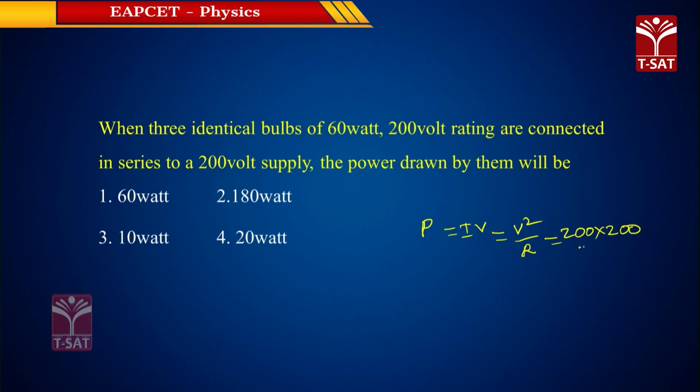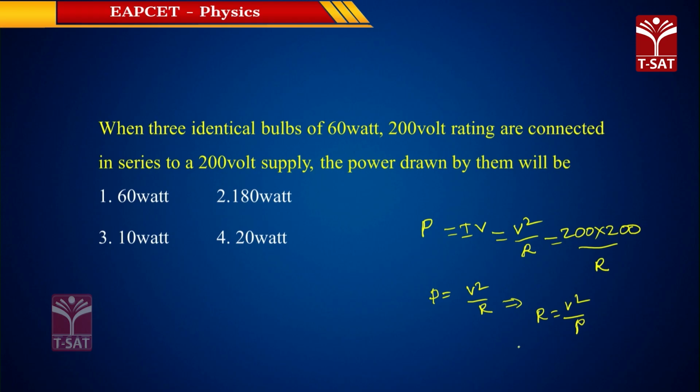Into 200 by R. Okay, and bulb power, what is the formula? Bulb power P is equal to V square by R. Therefore, power P is equal to V square by R, or R is equal to V square by P. This is the formula.